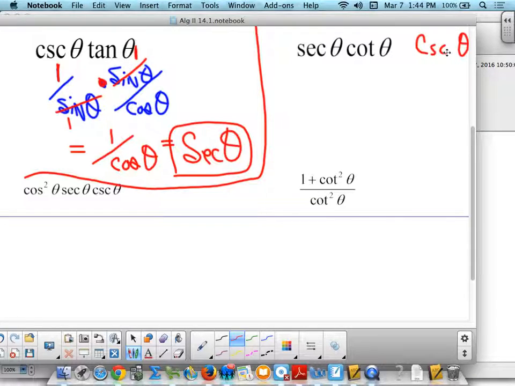Secant is just 1 over what? Cosine. It's 1 over cosine theta times cosine over sine. Then you cross out those 2 cosines. Now it's 1 over sine theta, which is cosecant.